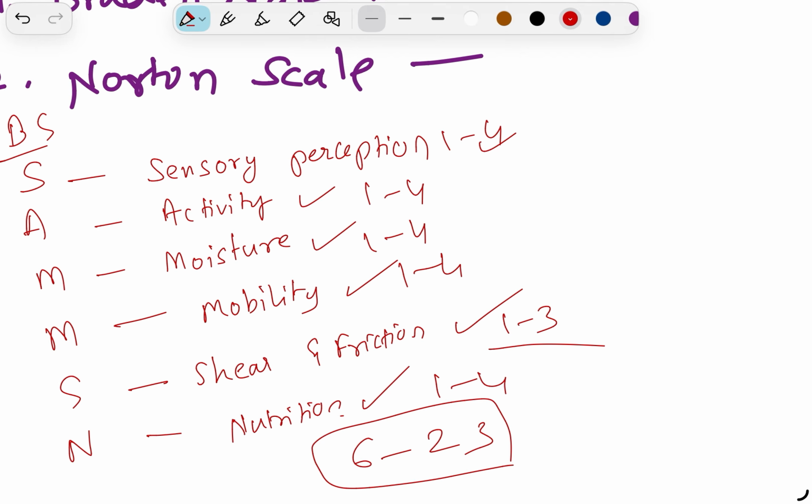In the Braden scale we need to score it. We know that minimum is 6, maximum is 23. Now less than or equal to 9 is very high risk. They are at very high risk. They can easily get the pressure ulcer.